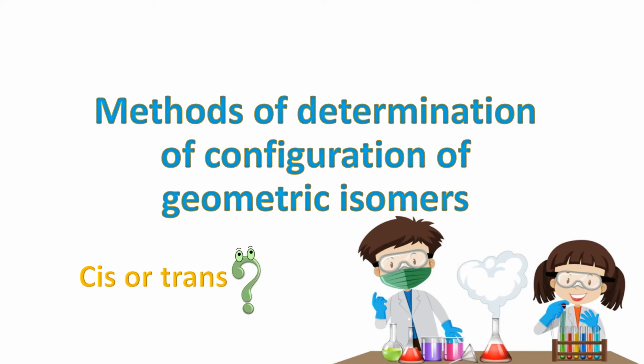Hello everyone. As we have already talked about what geometric isomers are, and even seen their nomenclature according to cis and trans, E and Z, and syn and anti, today we are going to see some practical methods which can help us in determining the configuration of these geometric isomers.